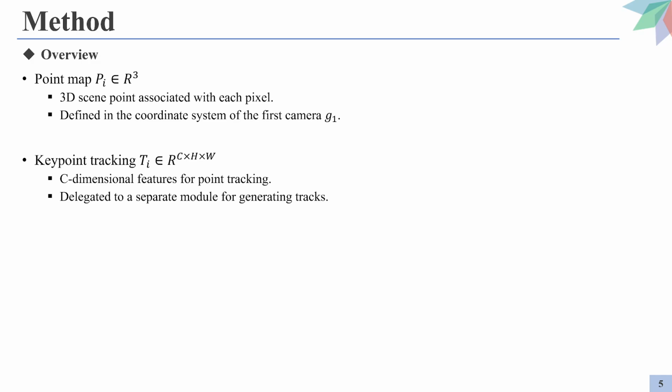Point maps represents the 3D point associated with each pixel that are defined in the coordinate system of the first camera. The final one is the C-dimensional vector used for key point tracking, which serve as an input to an external module.